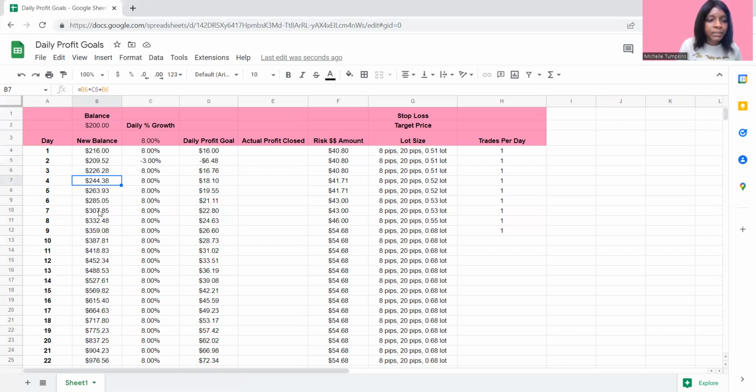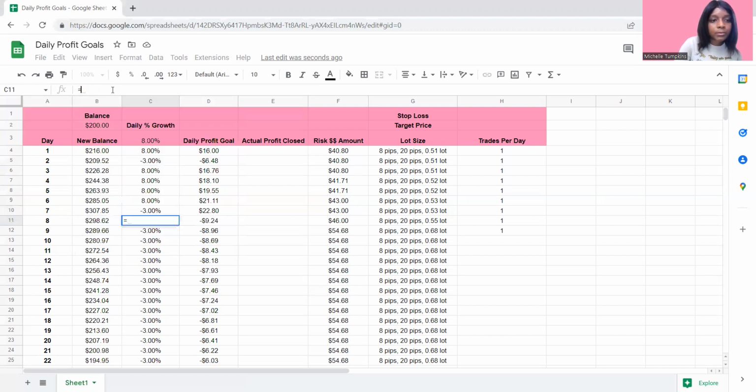And let's just say you get down to day 7, and let's just say you lose another 3%. You will literally take this and make it equal negative 3.00%. And then again, you guys, it's going to change every single one because these are set to equal each other. So what we're going to do is for this one, we're going to make this equal this one because it's 8%. So all of these, it'll work out. It's going to reflect itself.